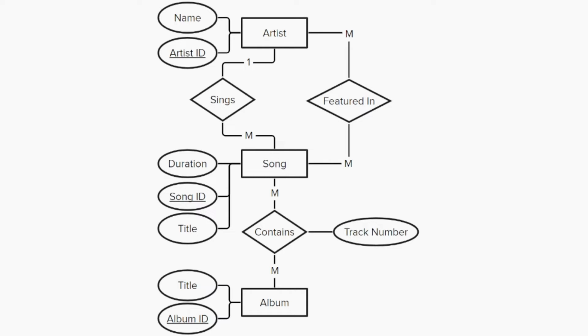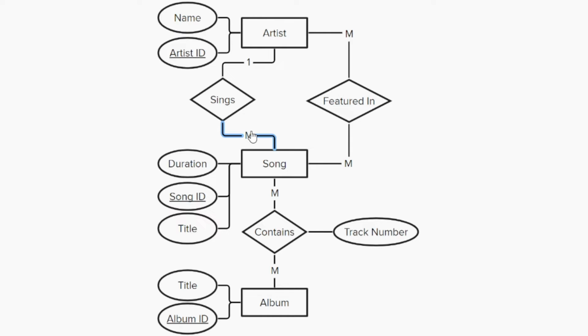Also, now that artist and album are their own entities, they need their own attributes. So name and artist ID have been added for artist, and title and album ID have been added for albums. Notice that artist ID and album ID are primary keys for their respective entities. This diagram also indicates the cardinality, or size, of the relationships between entities. The relationship from artist to song is one to many, where M stands for many, because an artist can sing many songs, but any given song can only be sung by one artist.